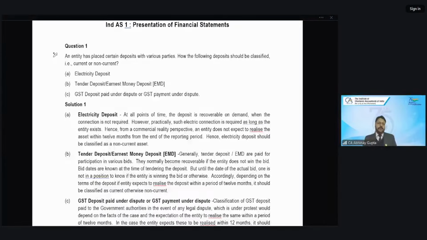Then Ind AS 1 goes on giving a lot of guidance. For example, presentation of current assets, non-current assets, current liabilities, non-current liabilities, and providing the definition of the operating cycle, right? All these matters you must have already understood by now. Current assets and current liabilities mean all those assets and liabilities which are receivable or payable within the next 12 months from the reporting date, right? All the rest are non-current assets.